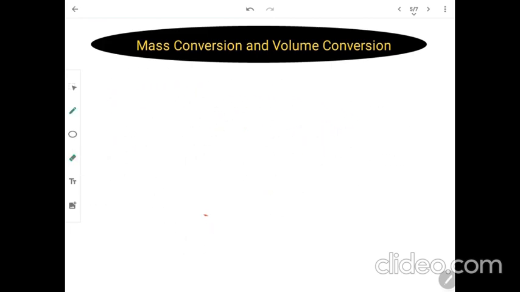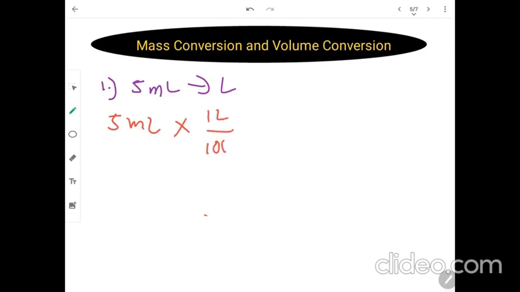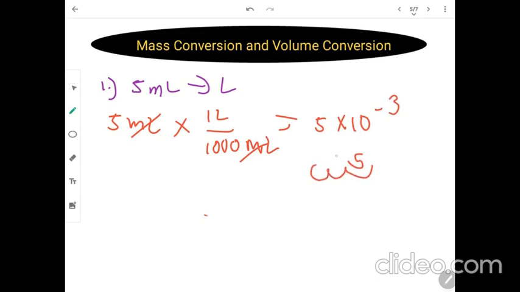volume conversion. Okay? Let's have volume conversion. For volume conversion, for example, you have 5 ml to liters. First, let's write our given. Here we have 5 ml times, take note that 1 liter is equal to 1,000 ml. So, lagay natin sa baba yung 1,000 ml para makancel si ml. And now we have here 5 divided by 1,000, which is equal to 5 times 10 raised to negative 3, or you can write 1, 2, and 3. So that is equal to 0.005.